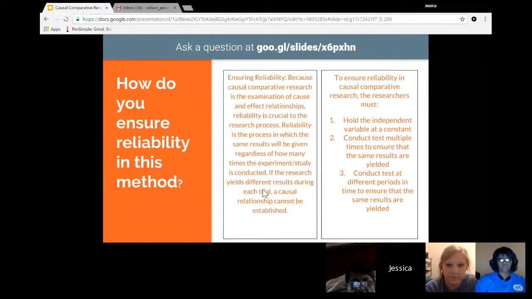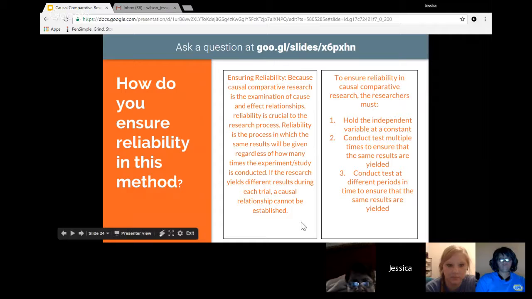So, ways to ensure reliability. I just wanted to give a little background. Because causal comparative research is the examination of cause and effect relationships, reliability is crucial to the research process. Reliability is a process in which the same results will be given regardless of how many times the experiment or study is conducted. If the research yields different results during each trial, a causal relationship cannot be established.